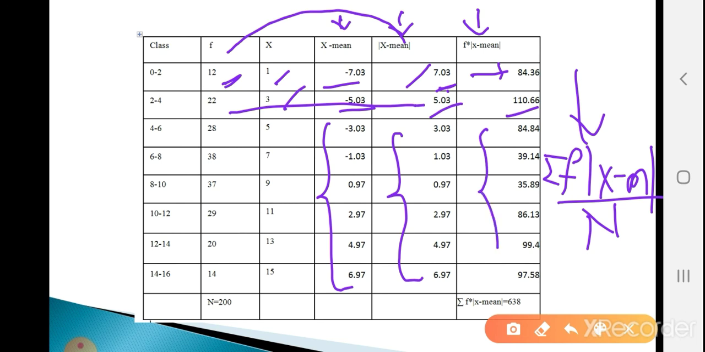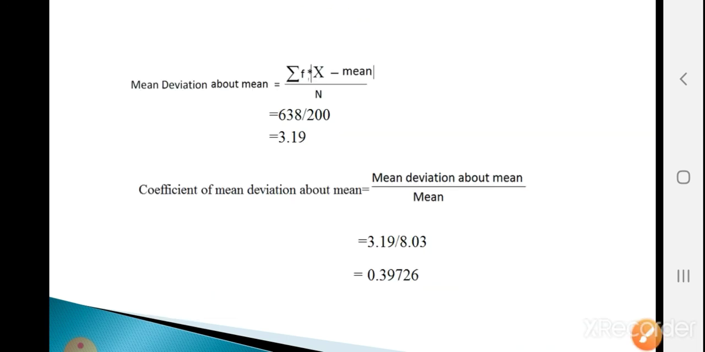Similarly calculate the remaining ones. We need the sum of the column f into mod of x minus mean. The total of the last column is 638. Now just plug the value of summation f into mod of x minus mean, which is 638, and capital N, which is 200, into the formula. So the mean deviation about mean is equal to 638 divided by 200.